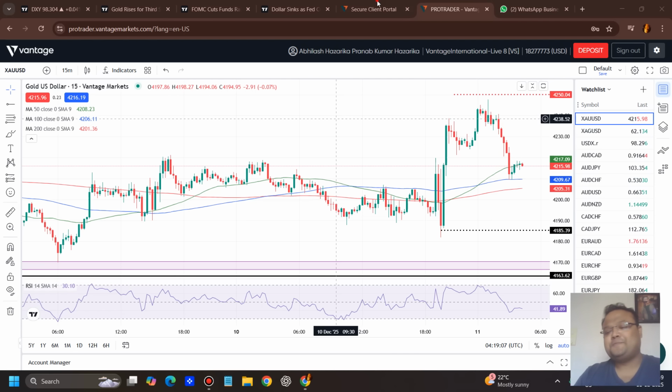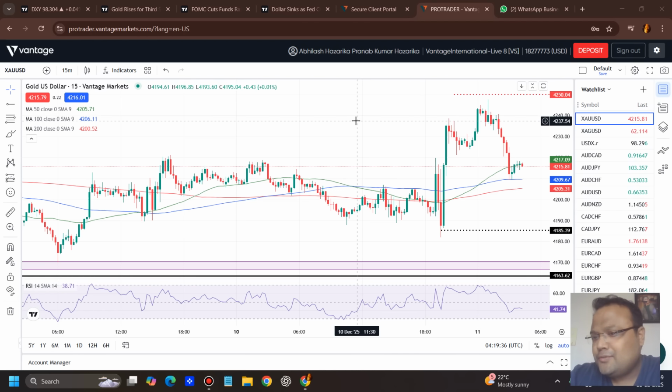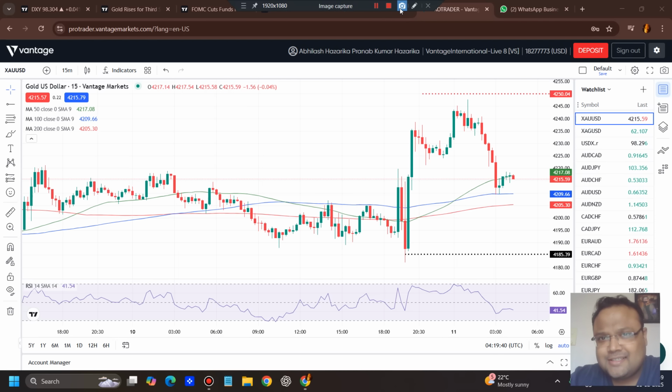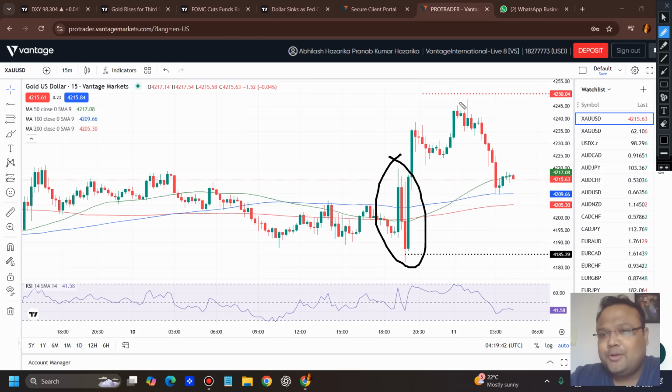So let's get started. And my dear friends, this is the 15-minute chart of gold in front of us, and we can see that gold has formed massive candles. As we all know, FOMC is a major event, and yes, we had FOMC, Fed rate cut decision. And as expected, market showed a crazy movement also.